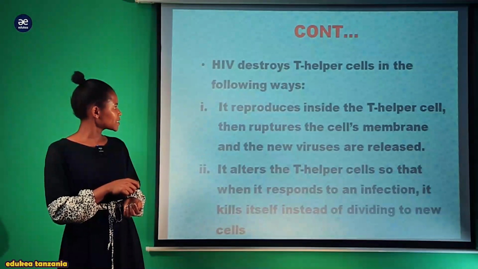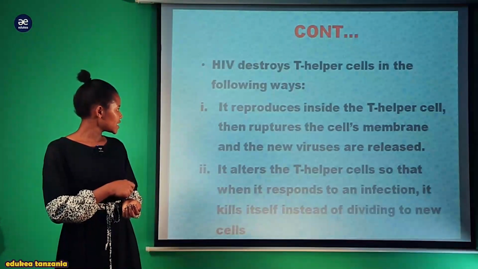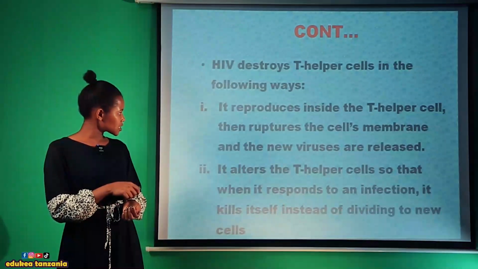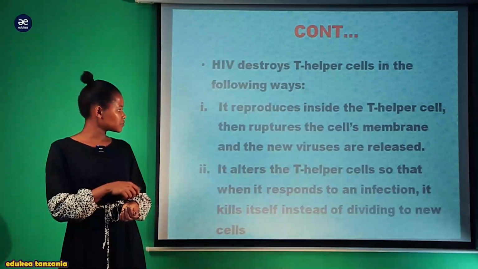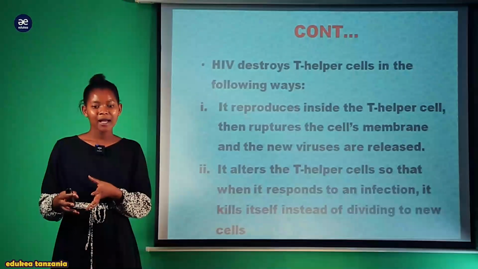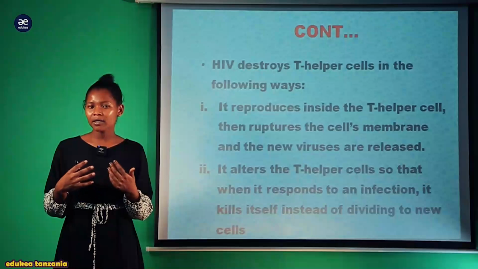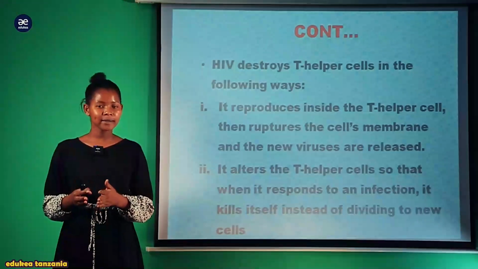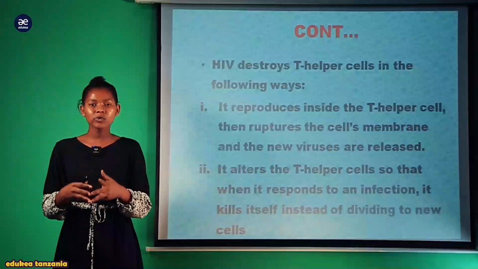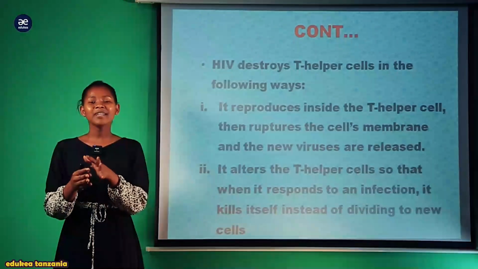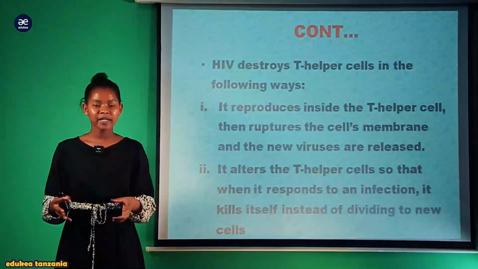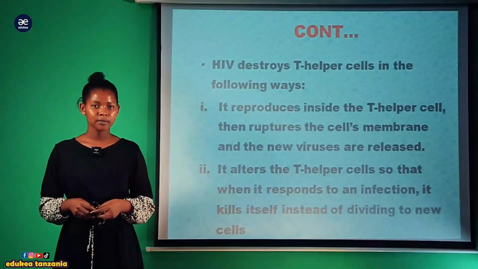HIV destroys T helper cells in the following ways. First, it reproduces inside the T helper cell, then ruptures the cell's membrane, and then new viruses are released. Umeona? Tunasema kwamba anaingia maybe labda kirusi mmoja au watano ndani ya seli mmoja, then akishaingia ana multiply na kureproduce inside the cell. After then ana kill the cell by rupturing it na ana release a lot of young viruses inside the blood.